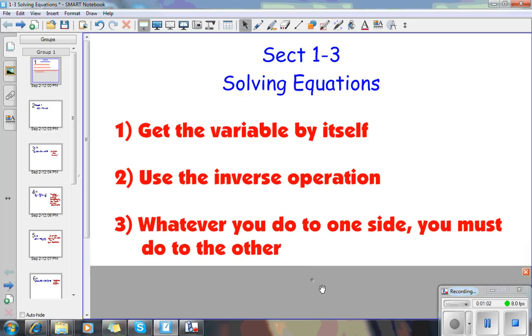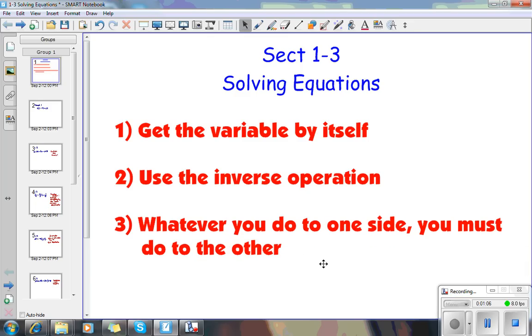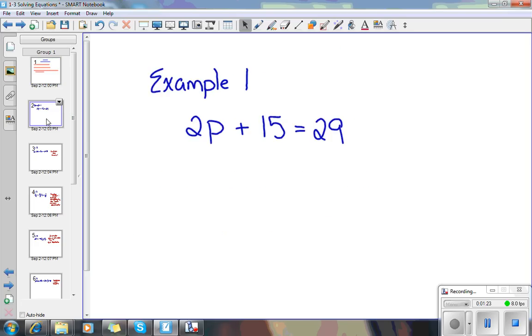And the third thing to remember is whatever you do to one side, you must do to the other. We're dealing with equations. We have to make sure we keep it equal. So whatever you do to one side, you must do to the other. Remember, you can always ask the substitute to pause this if you need it paused. So let's do some examples.